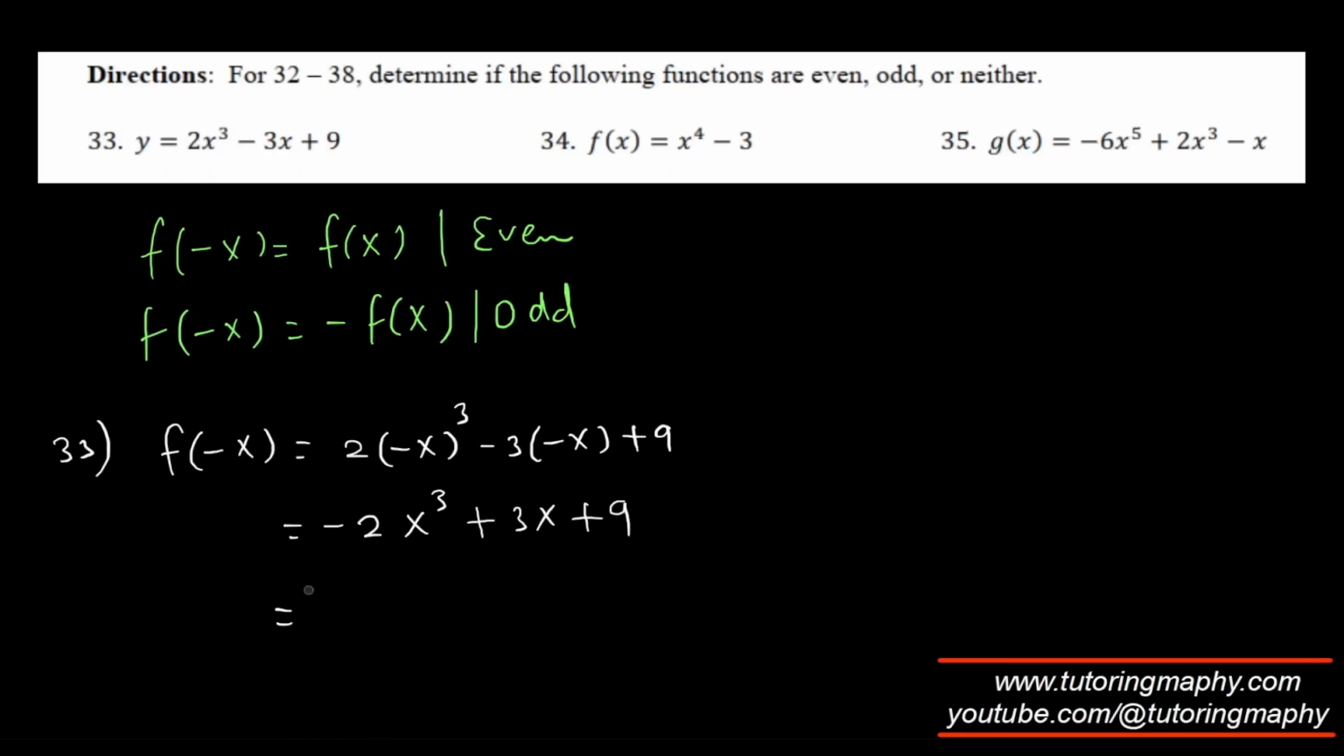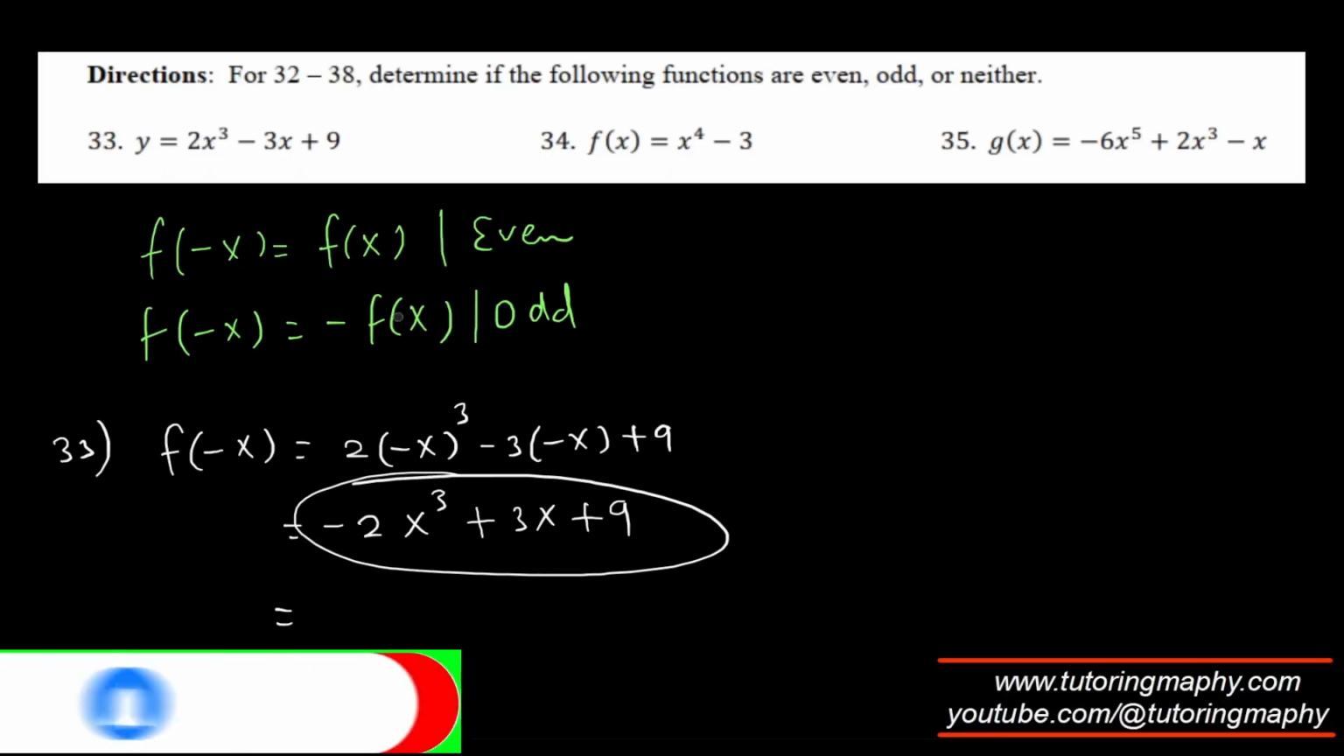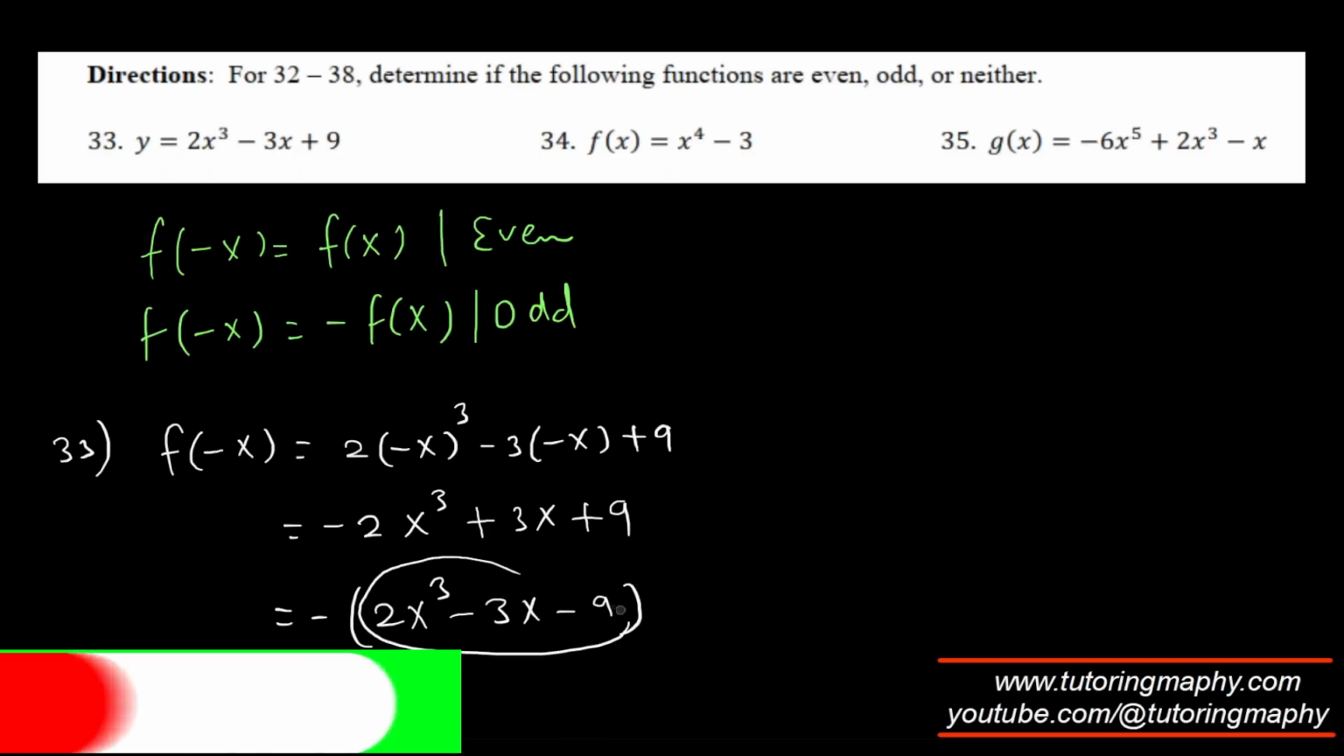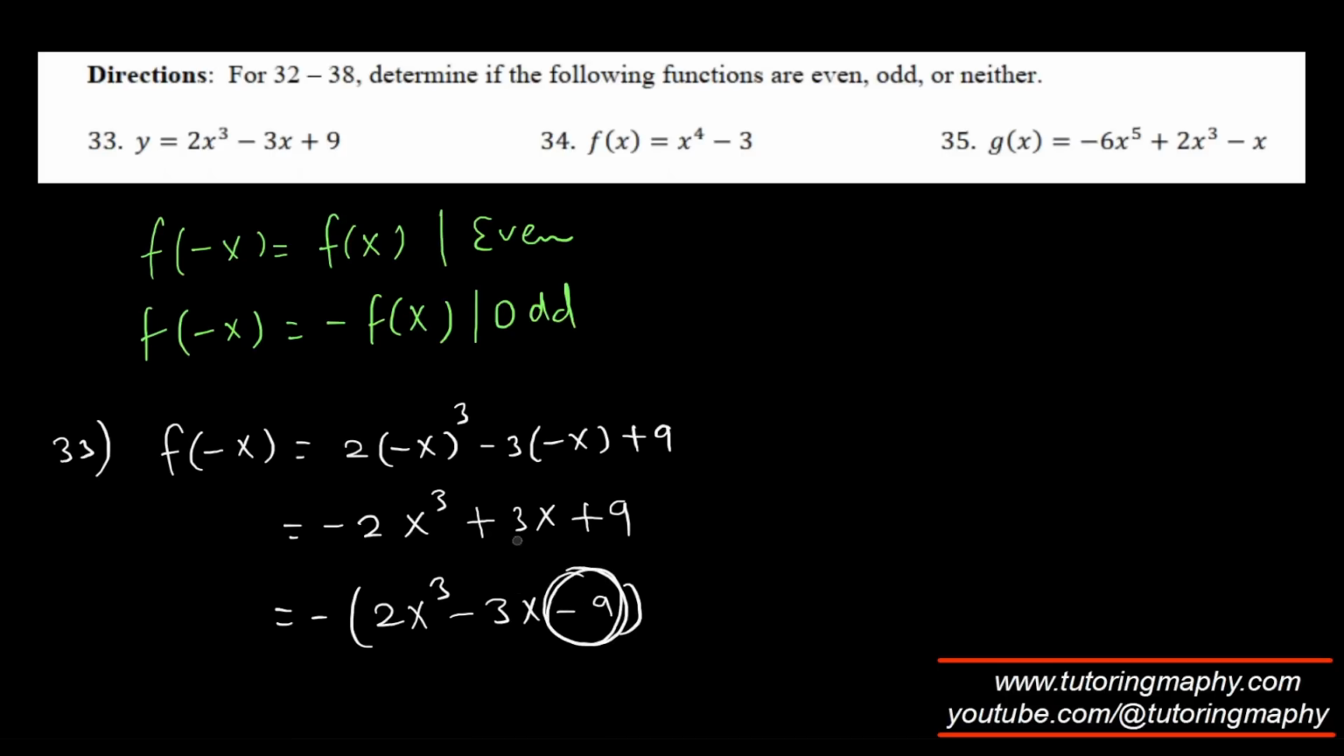But I don't think this is matching with the function, definitely. So it's not an even function because the function is different. Is this an odd function? Let's try to take a negative sign as a common factor and see if we then get the same function. But again, no, because this is minus 9 and the function has 9 in it. So actually it's neither even nor odd, because both these conditions are not matching.